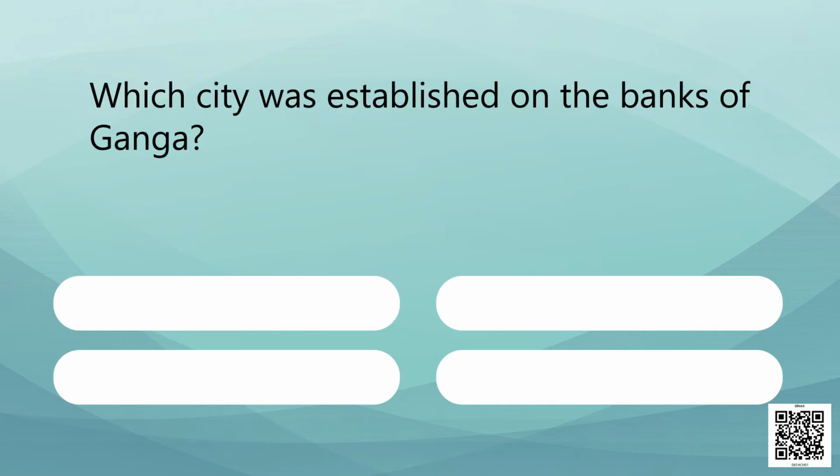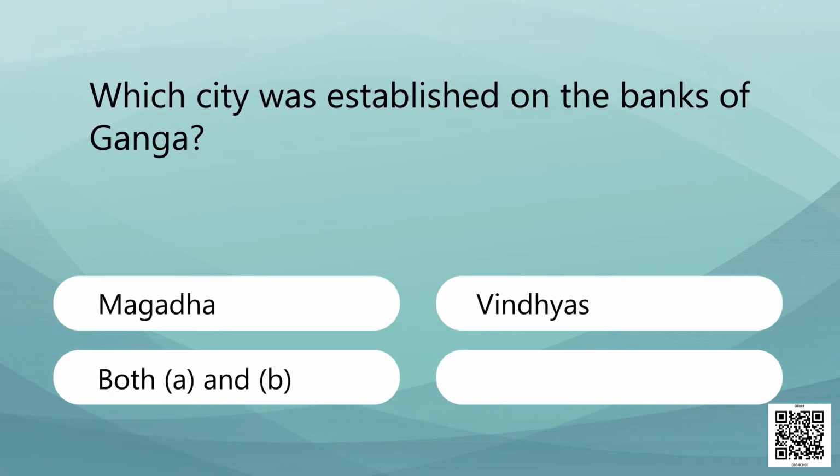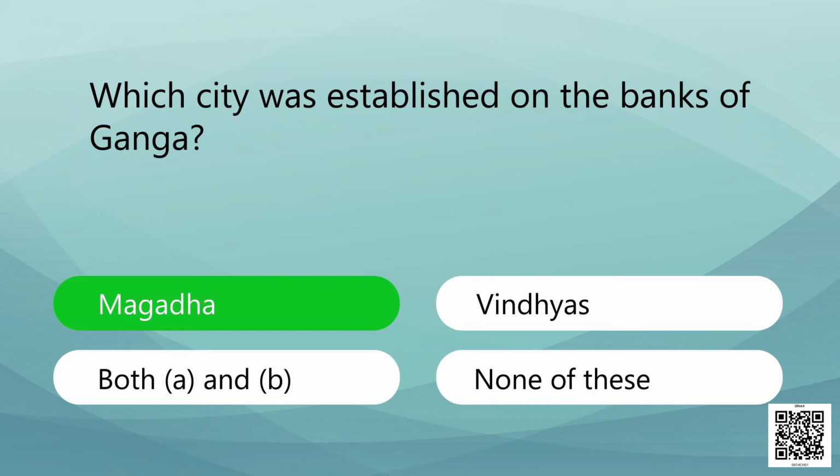Last question. Which city was established on the banks of Ganga? Magadha, Vindhyas, both A and B, or none of these? Correct answer, it was Magadha, which was established on the banks of the river.